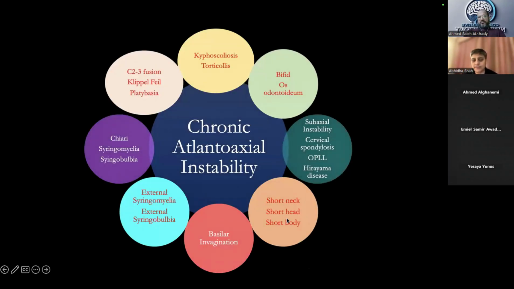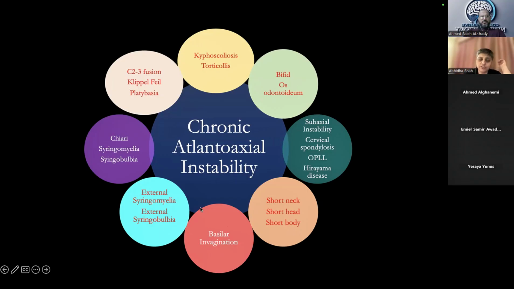And what are these markers? If you see markers like a bifid arch of atlas, os odontoideum, short neck, short head or short body, basilar invagination, syringomyelia, Chiari, C2-3 fusion, Klippel-Feil, platybasia, kyphoscoliosis, and torticollis, all these markers point towards chronic atlantoaxial instability and towards the craniovertebral junction, whether you see a change in the atlantodental interval or not.